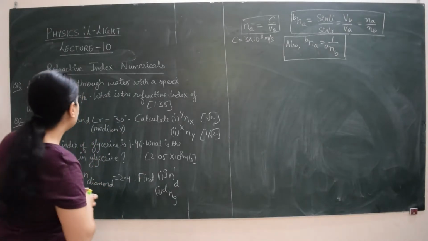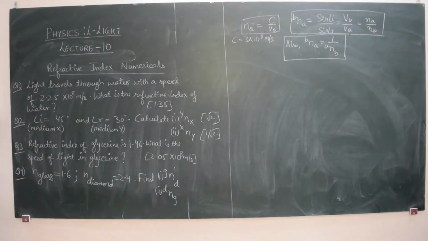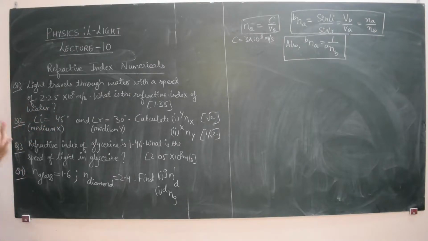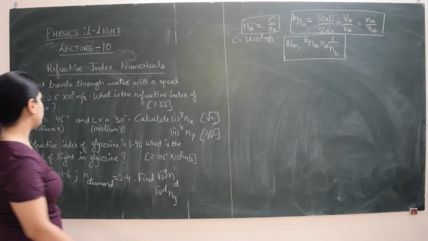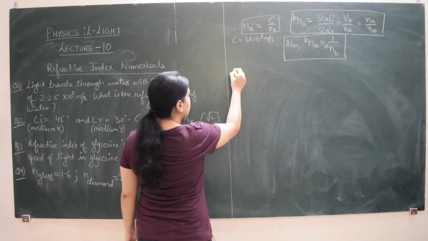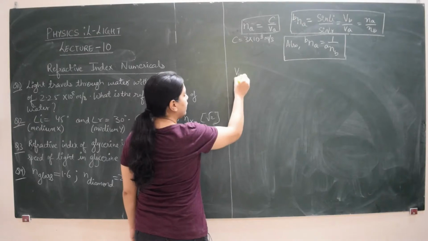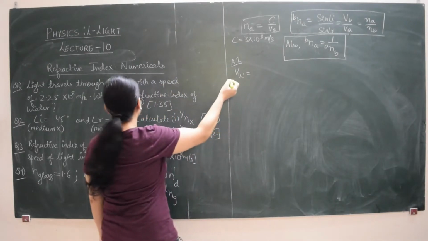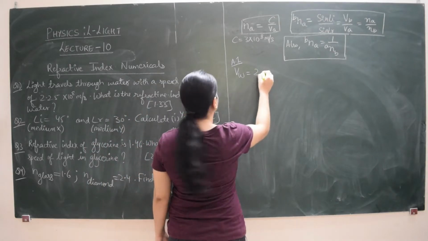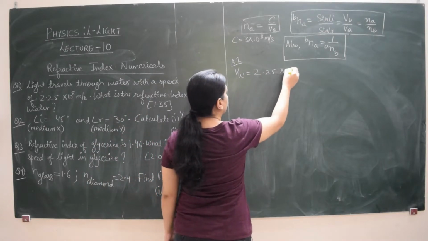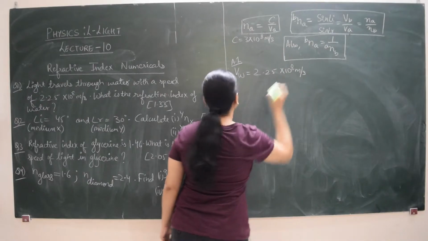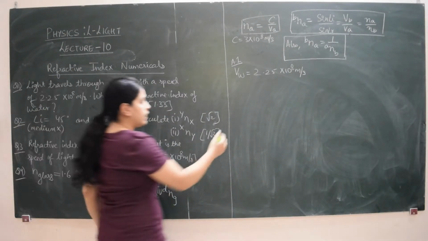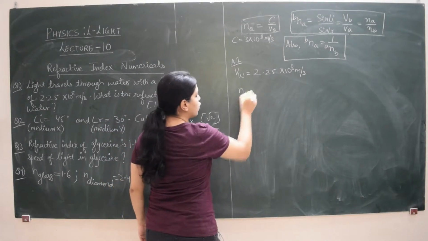So question number 1 is, light travels through water with a speed of 2.25 into 10 to the power 8 meter per second. So basically the velocity of light in water is provided to us. Velocity of light in water is given to be 2.25 into 10 to the power 8 meter per second. What is the refractive index of water? So I need to find out the refractive index of water.